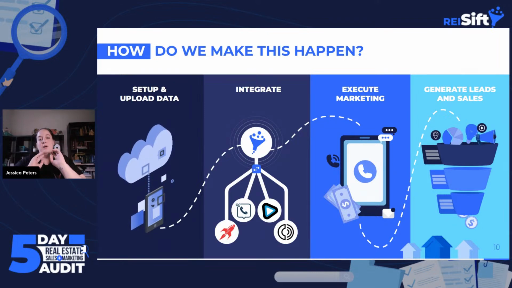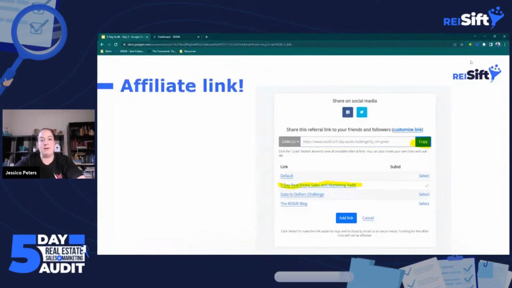Once you are integrated with those partners or you're ready, you're going to execute your marketing, and everything is going to be tracked in REI Sift. You're able to filter by the things that have been marketed to or haven't, and you're retaining all of that clarity in your data. And then out of that, you're going to generate leads and sales, and you can use REI Sift as your CRM to manage that process as well. All right, so that is a little bit about REI Sift.